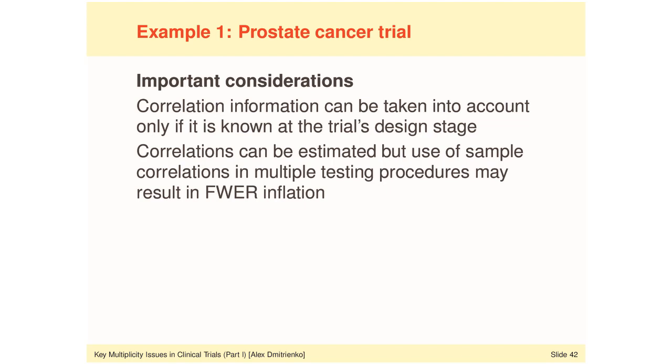I've already alluded to this fact when I introduced the class of parametric procedures. I said that the joint distribution of test statistics must be known prior to the start of a clinical trial. Of course, the correlation between overall survival and progression-free survival can be estimated, but use of sample correlations in multiple testing procedures may result in error rate inflation. This is a very important point for us to bear in mind.